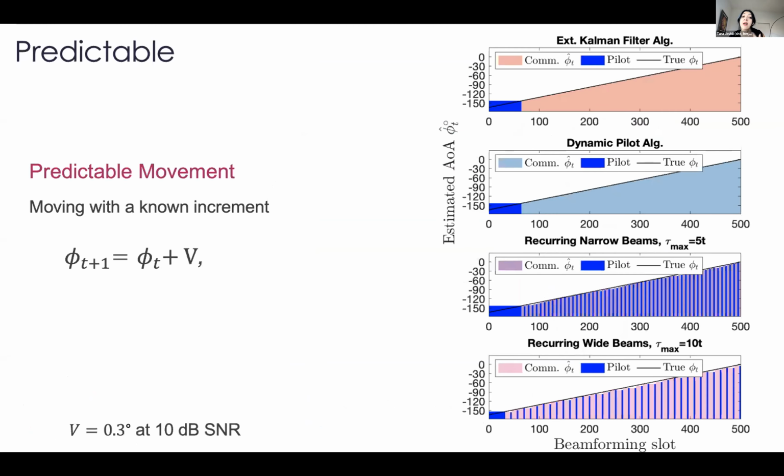Here I'm showing you a really simple setup. When you have completely predictable movement, the two strategies based on prediction and follow, or filter and follow, do very well. They spend a significant amount of time in the pilot phase, or alignment phase, if you wish. And then because they're working with very narrow beams, they can just follow, and they have a predictable model they follow.